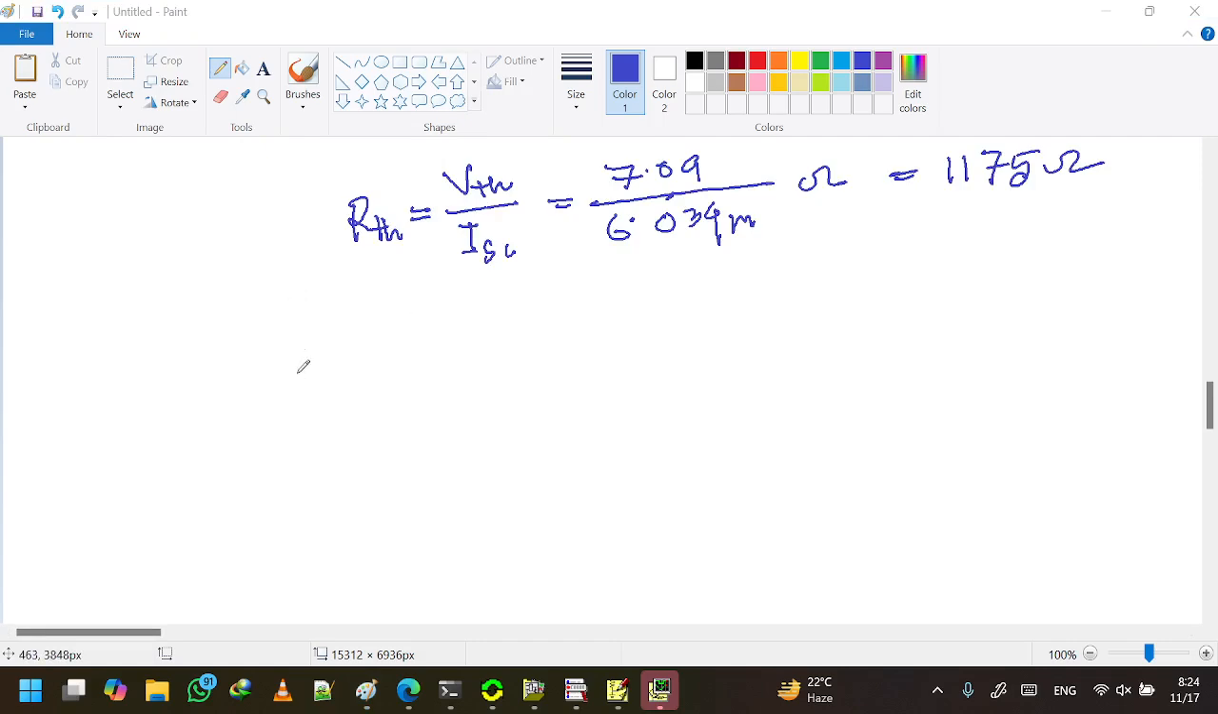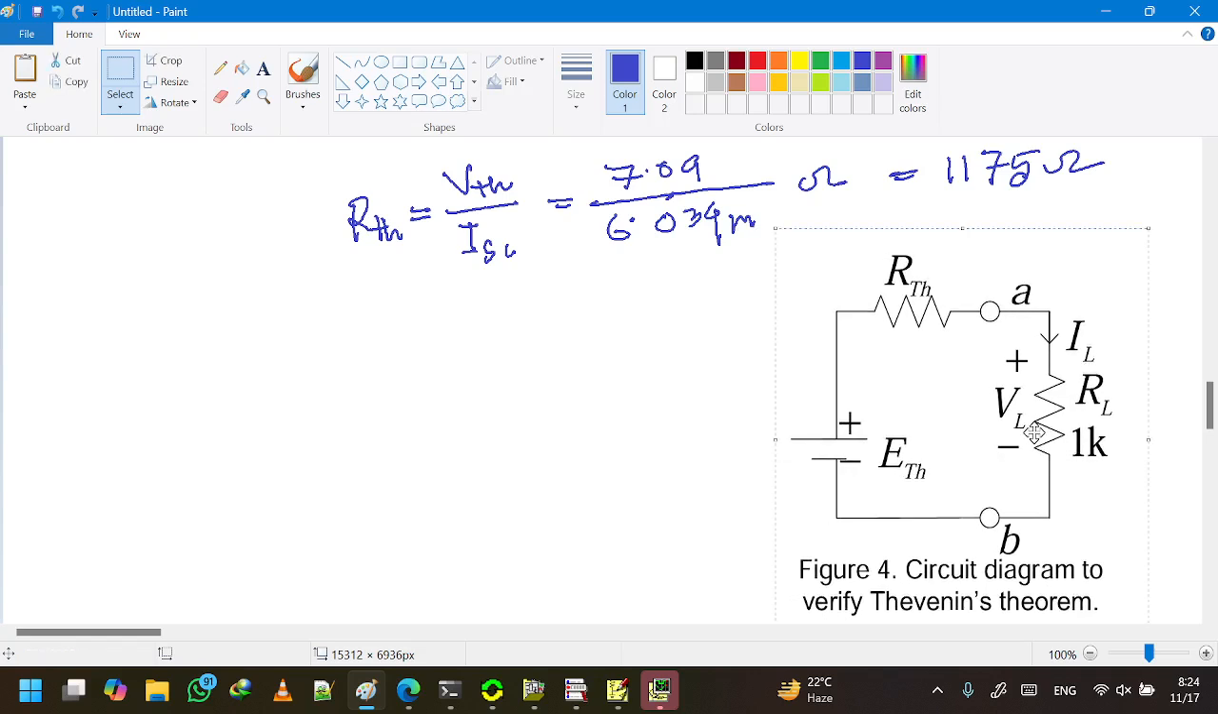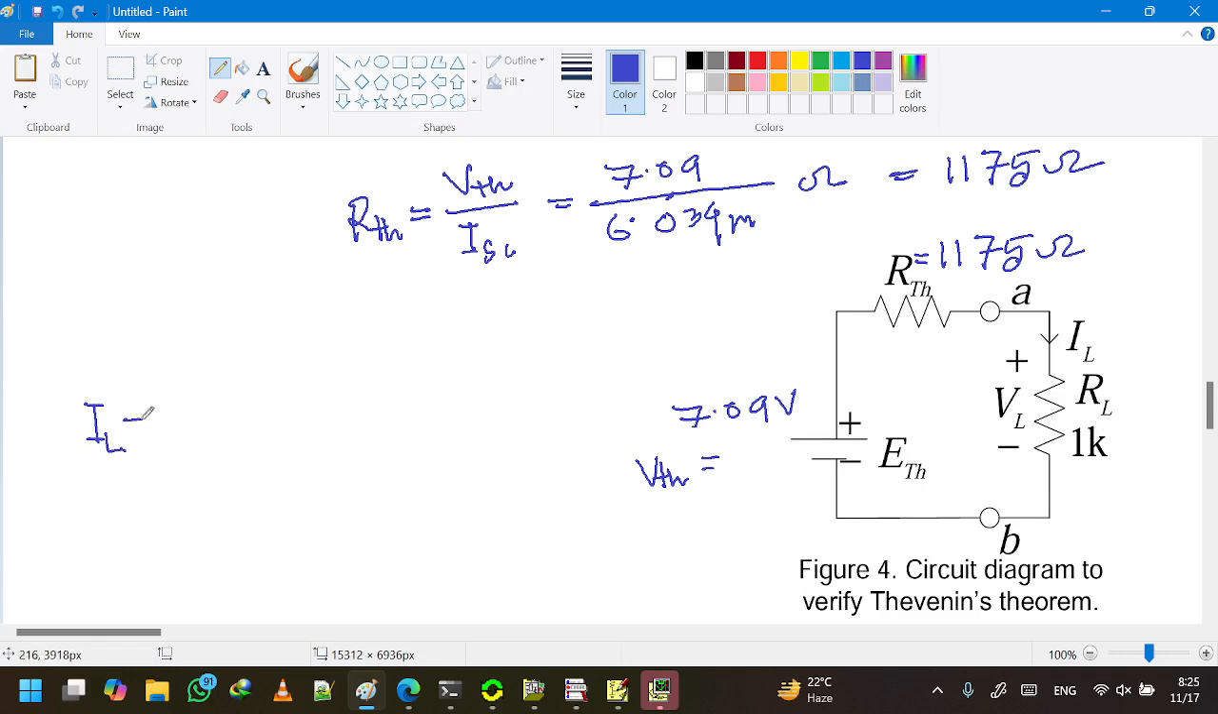Which brings us to our very last figure. We need to calculate this current IL. We already know that this voltage is 7.09 volt. So ETH is 7.09 volt, and the resistance, that is 1175 ohm, is the RTH. So we have VTH and RTH values ready, and we know all the values. This is our ETH or VTH, whatever you call it, and this is a 1 kilo ohm load. So this is a very simple series circuit, and we can calculate IL from here directly.